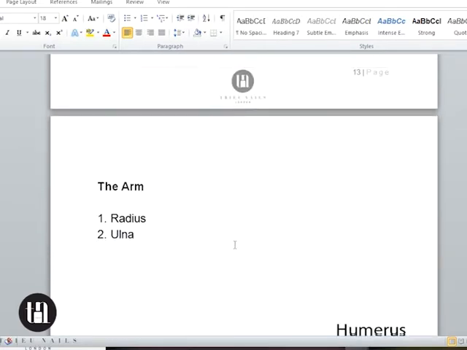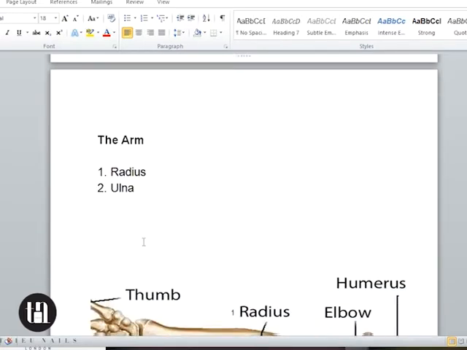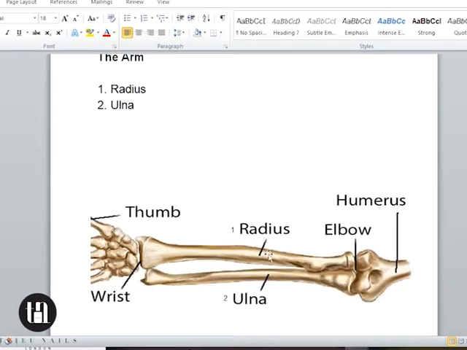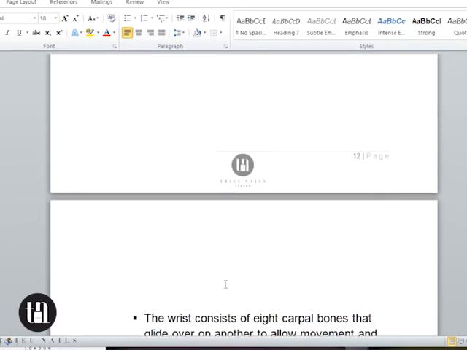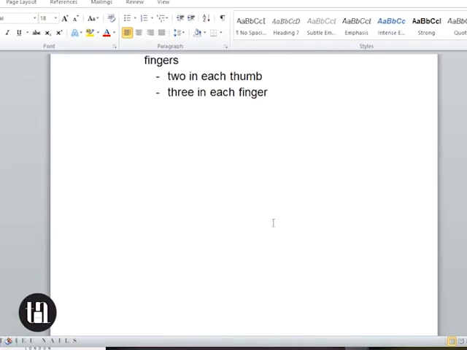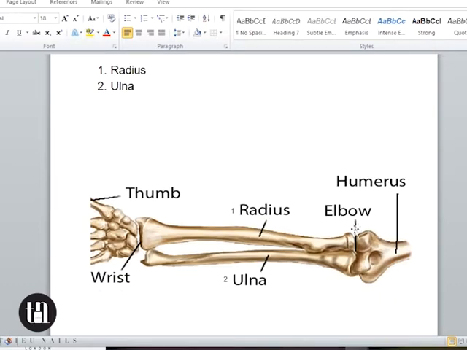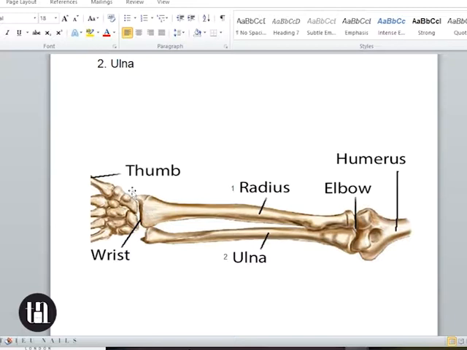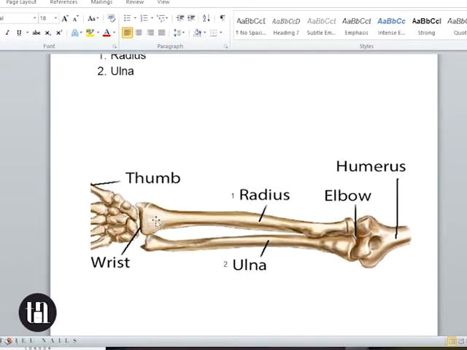We then have the bones in the arm. We're looking at the forearm mainly, so we've got the radius and the ulna. The radius is the thicker bone, and the ulna tends to be the thinner bone in your forearm. Then you have the elbow here and the humerus, which is the bone connecting to your shoulder. You then have the thumb and the wrist bones here.